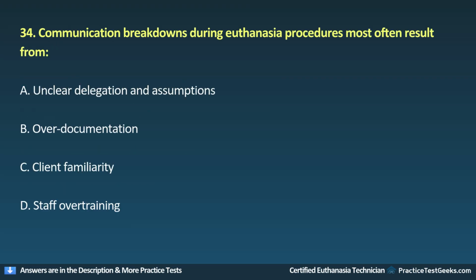34. Communication breakdowns during euthanasia procedures most often result from A. Unclear delegation and assumptions. B. Overdocumentation. C. Client familiarity. D. Staff overtraining.